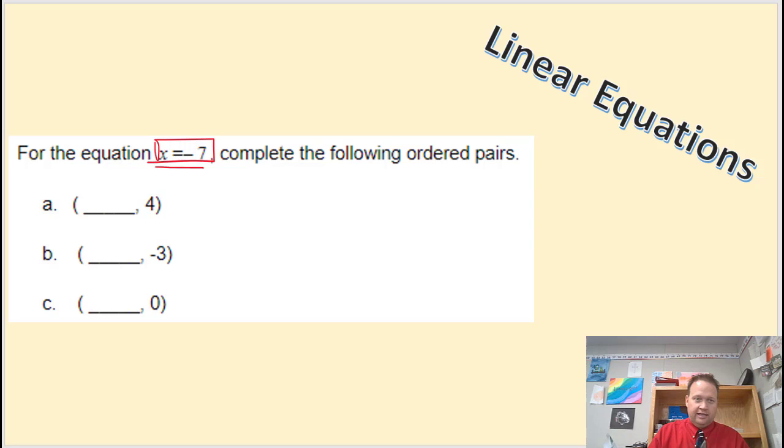And if you were to put that on a graph, for example, if I had an x and a y-axis, and I had to plot those points, this would say go left 7 and up 4. It might be a dot, something like that. And this would say go left 7 and down 3, and it might be a dot down there. And this would say go left 7 up 0. And what you end up with is a vertical line that goes straight up and down at x equals negative 7.